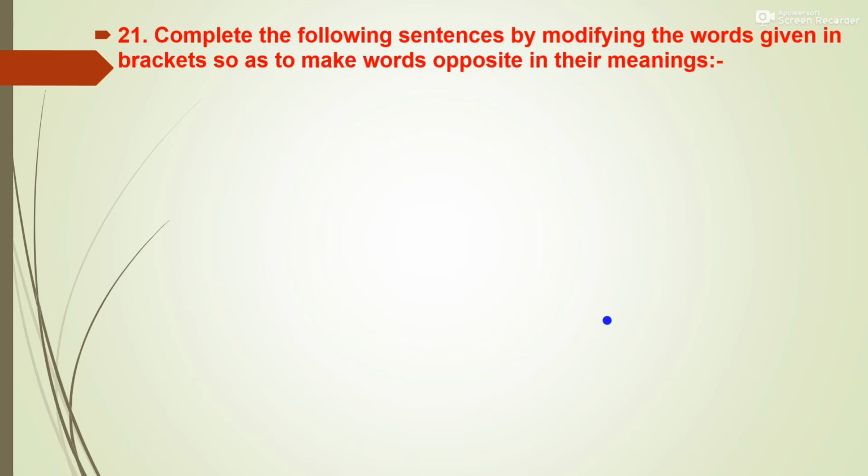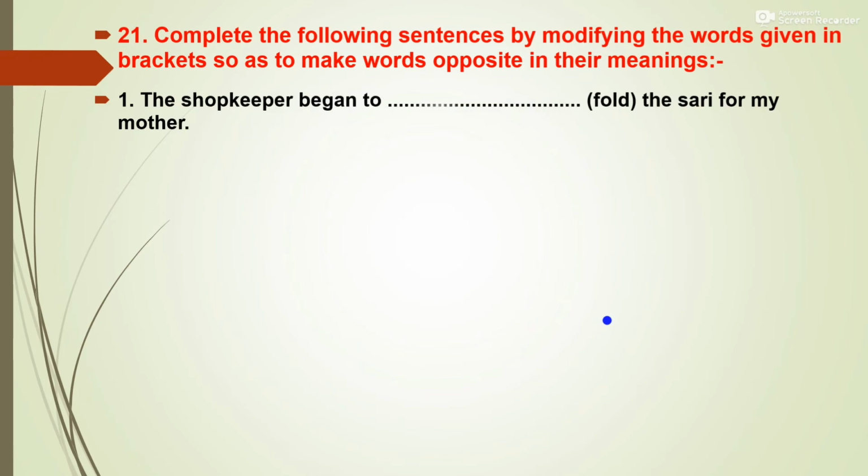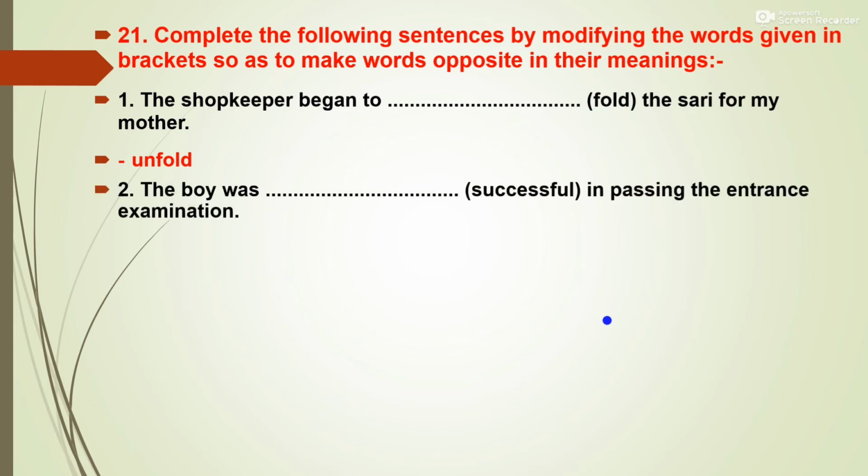So first we have to understand the question. Complete the following sentences by modifying the words given in brackets so as to make words opposite in their meaning. The shopkeeper began to fold the sari for my mother. We have to write the opposite word. Opposite of fold is unfold. The shopkeeper began to unfold the sari for my mother. The boy was dash in passing the entrance examination. Successful, opposite of successful is unsuccessful. The boy was unsuccessful in passing the entrance examination.